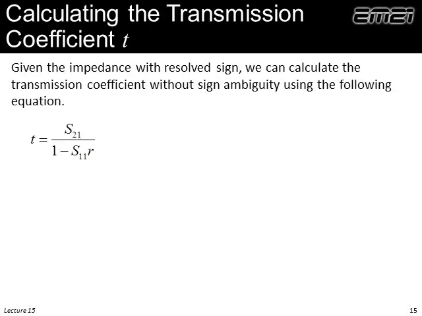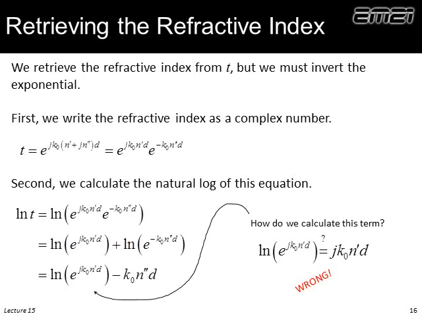The second parameter we want to calculate, and we're not finished this story yet, is the transmission coefficient T. That's the single pass phase, if you will. That's straightforward. There's no ambiguity here. So at this point, we know the impedance, and we know that transmission coefficient T. Remember, T was e to the jk n times d, but that refractive index was a complex number.